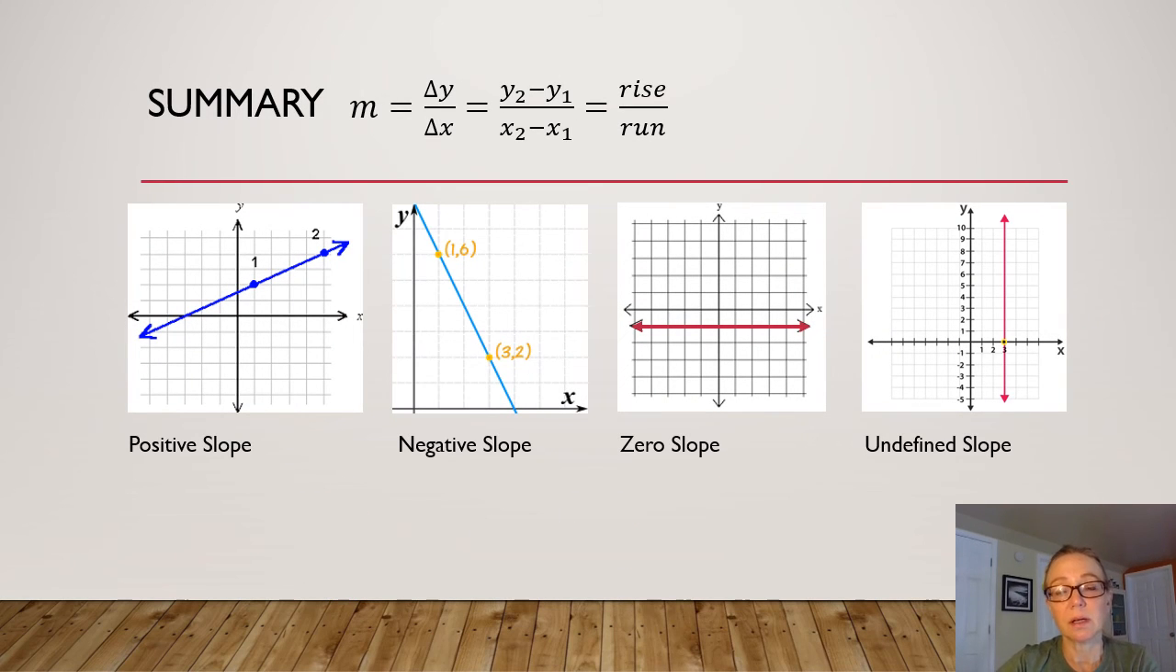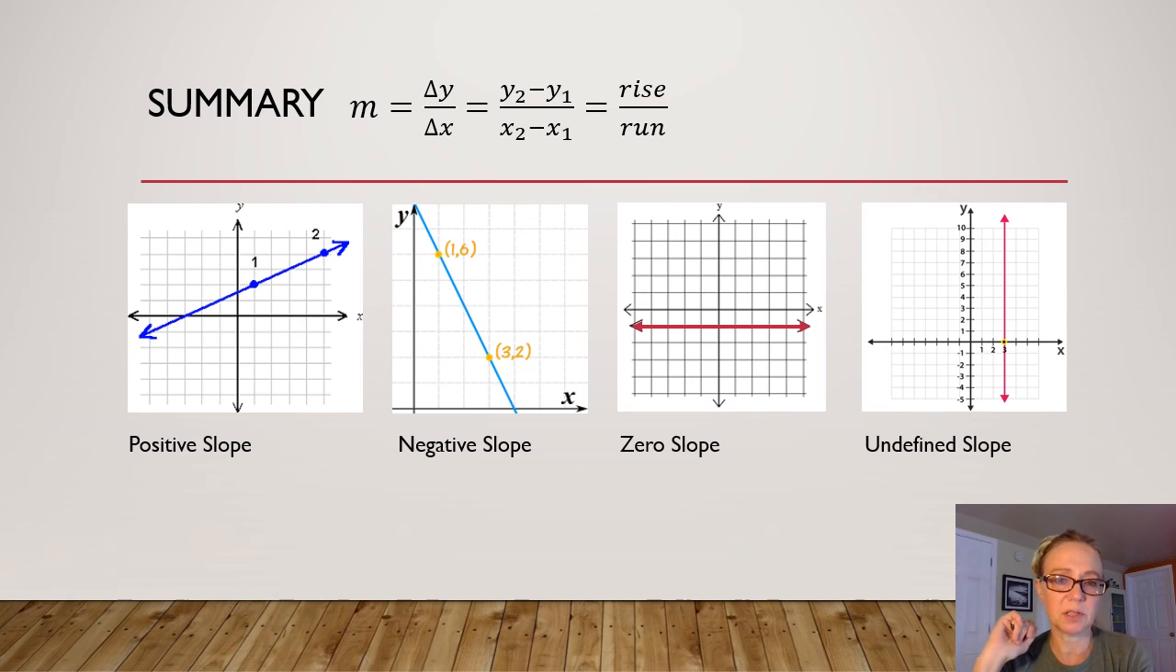In summary, slope can be thought of in 3 different ways. Delta y over delta x. Delta means change or difference, so change in y over change in x. Or you can use an explicit formula, y2 minus y1 over x2 minus x1. Or the friendly way to think of it that you may be familiar with is rise over run.